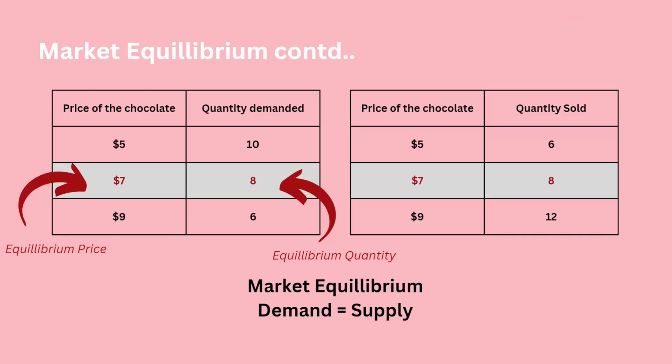When I go to $9, the price has increased from 5 to 9. So only 6 people are ready to buy it, and 12 people are ready to sell it, because a higher price means more profit. But if I see $7, the quantity demanded and the quantity sold are the same. It's 8 chocolate bars. So the market is in equilibrium because demand and supply are both equal. On the other hand, at $5 and $9, the market is in disequilibrium because 10 is not equal to 6, and 6 is not equal to 12, while 8 and 8 are equal. So at this point, I would say $7 is the equilibrium price and 8 is the equilibrium quantity.